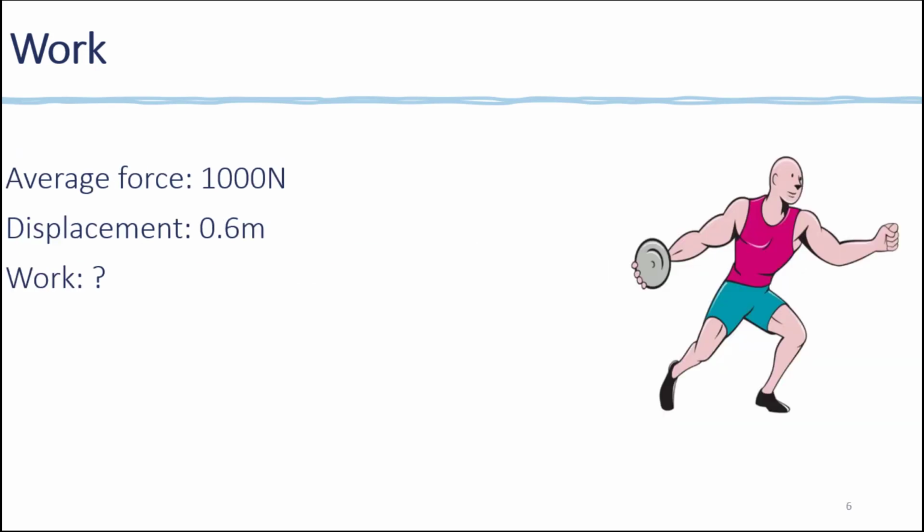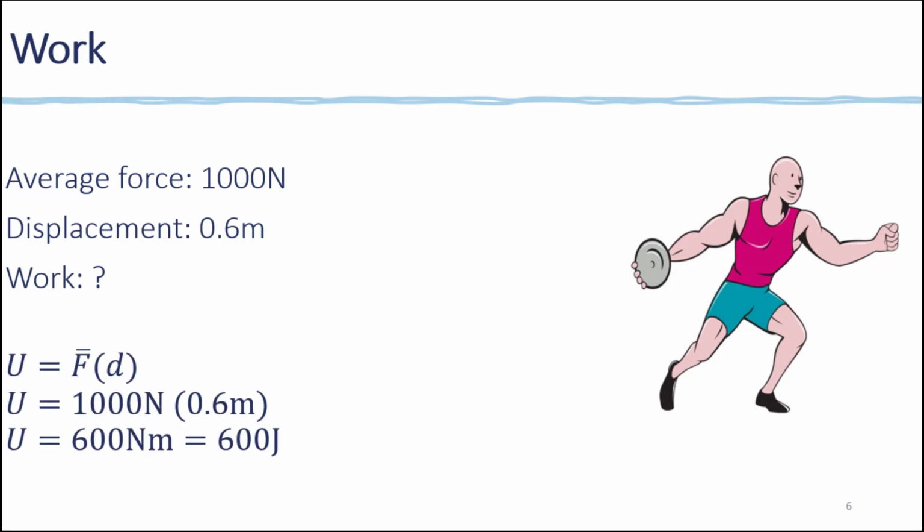So here's an example. A discus thrower exerts an average force of 1,000 newtons against the discus while the discus moves through a displacement of 0.6 meters in the direction of the force. How much work did the discus thrower do on the discus? You can pause the video and try to solve that for yourself here if you know the average force and the displacement and you're looking for work.